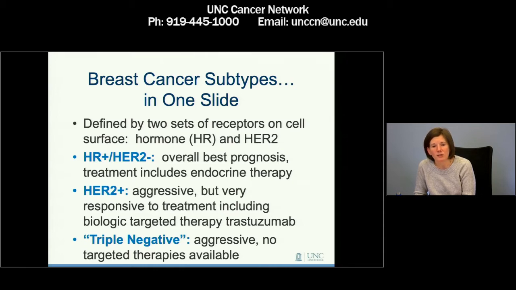The remaining tumors, which are negative for both hormone receptors and HER2 receptors, get the nickname triple-negative tumors because they're negative for all three markers. These tend to be biologically aggressive, and unfortunately we don't have a targeted therapy for this kind of breast cancer, so we continue to rely on chemotherapy as the main medical treatment after surgery and radiation.